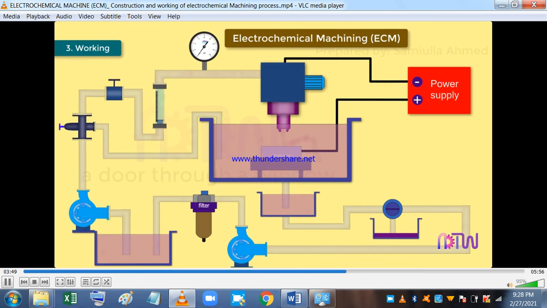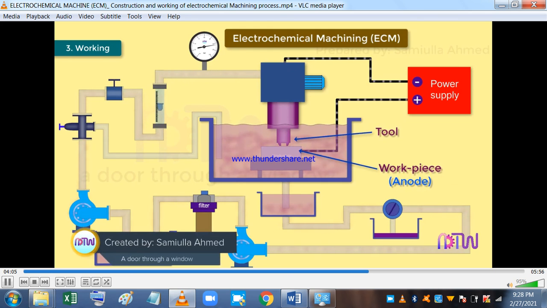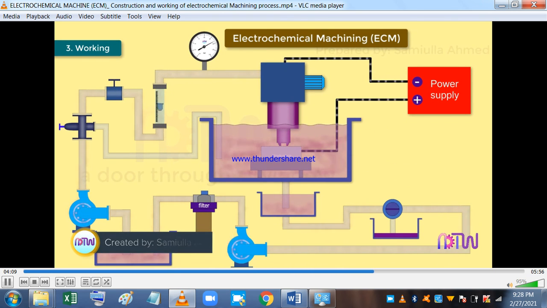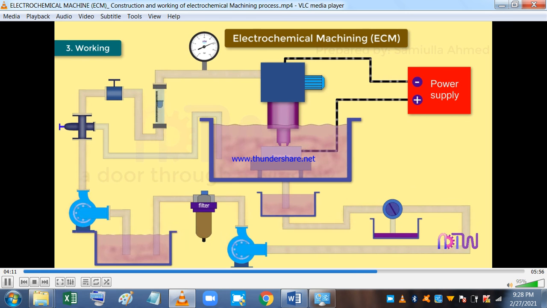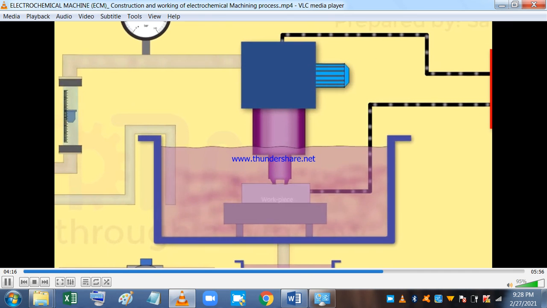Working of electrochemical machining. First, the workpiece is assembled in the fixture and the tool is brought close to the workpiece. The tool and workpiece are immersed in a suitable electrolyte. After that, a potential difference is applied across the workpiece, which is the anode, and the tool, which is the cathode. The removal of material starts. The material is removed in the same manner as we have discussed in the working principle. The tool feed system advances the tool towards the workpiece and always keeps a required gap between them.